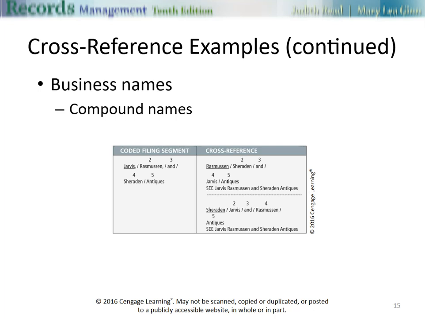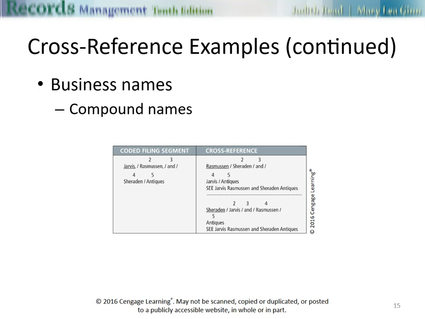Now let's take a look at how cross-referencing works for compound business names, those that join two or more distinct names. Here we have Jarvis, Rasmussen, and Sheridan Antiques. A compound business name has two or more last names in that business name. Think about companies like Levitt, Yamani, and Soldner, or Castle and Cook.